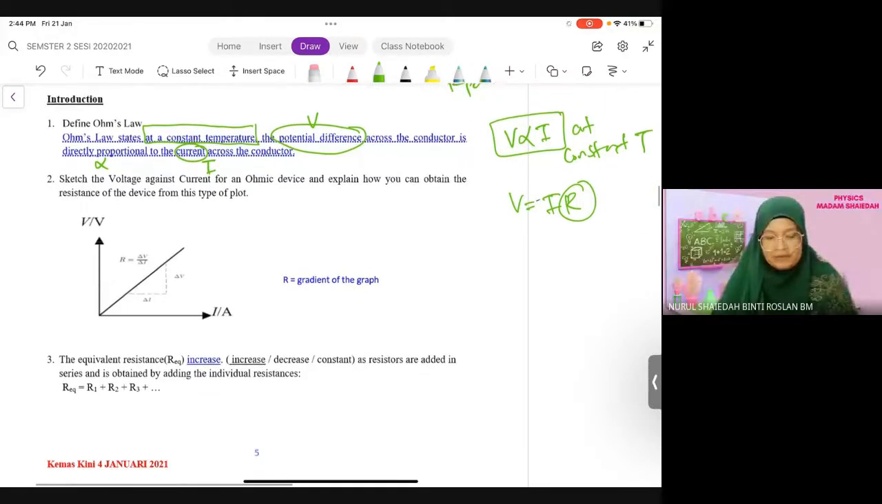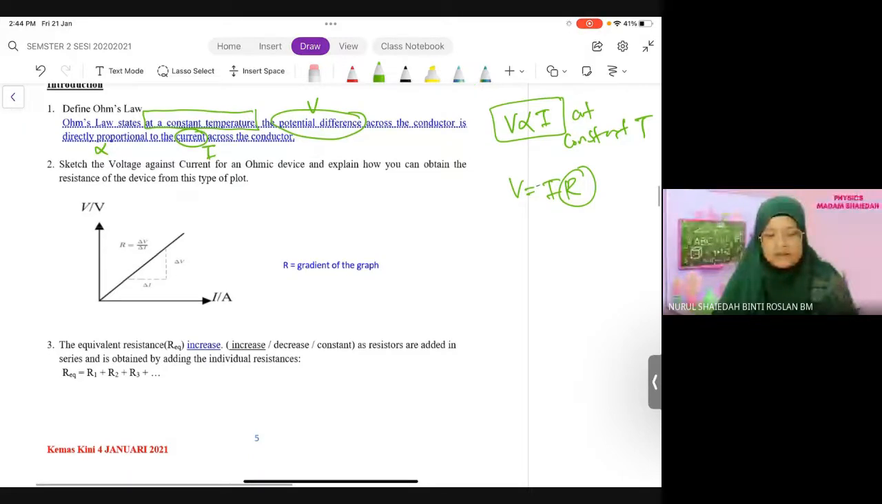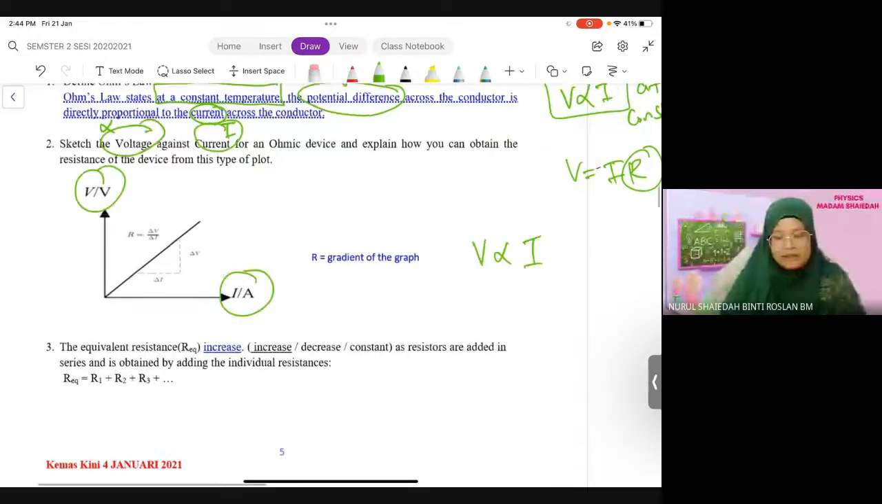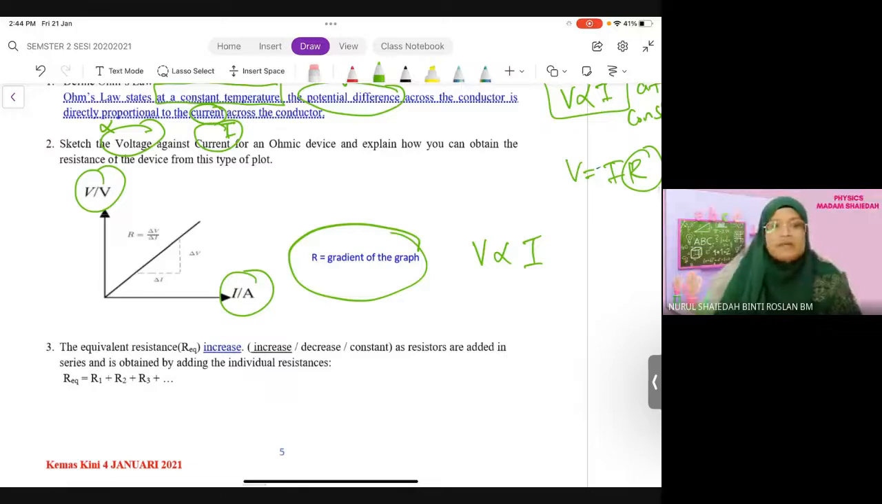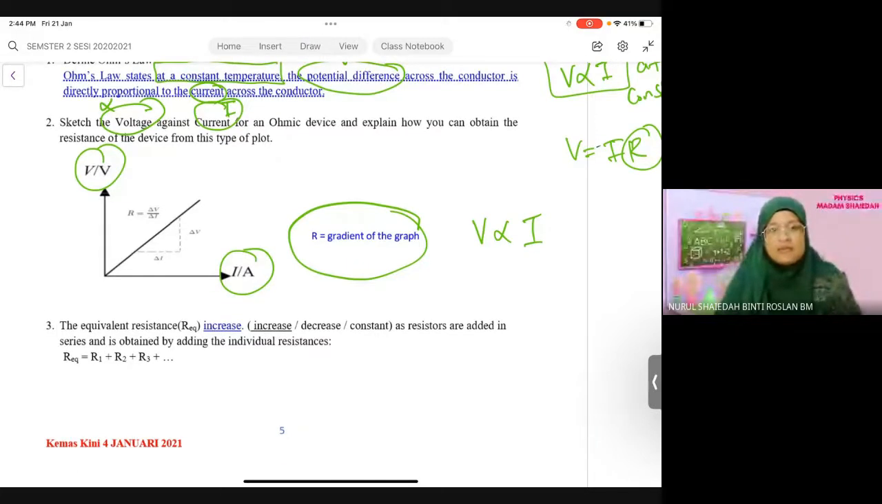Okay, number 2, sketch the voltage against current for ohmic device and explain how you obtain the resistor of the device by using this type of plot. Okay, so graph yang you kena lukis adalah graph voltage against current. So you buat V against I, so dia adalah straight line graph lah sebab dia directly proportional. So the gradient that you will get, nanti gradient yang awak akan dapat tu adalah R. Gradient akan refer kepada R lah. So gradient itu adalah menunjukkan dia punya nilai R.